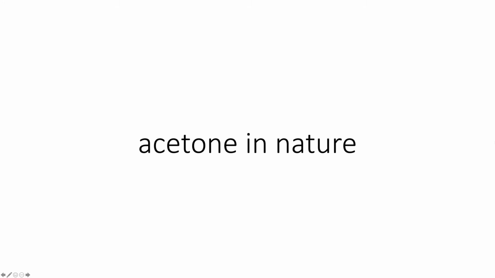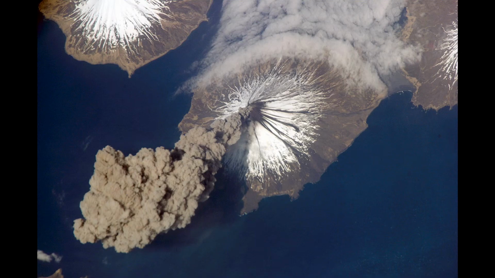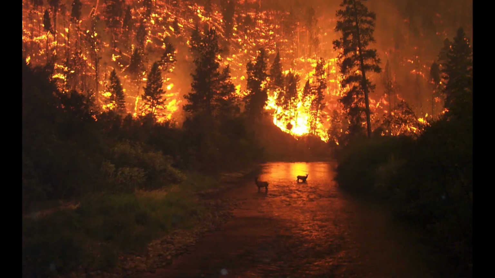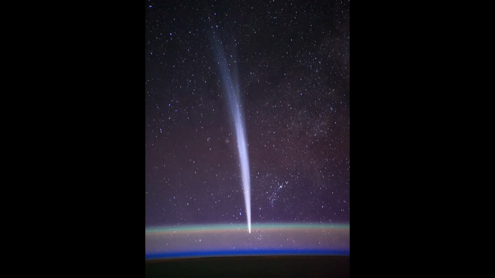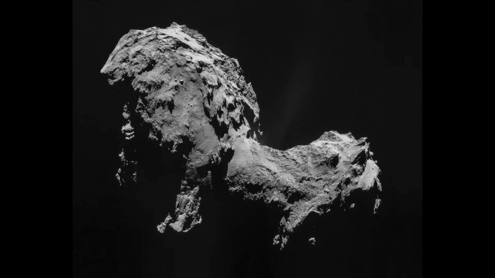Acetone occurs in a few places in nature. It's released in the eruptions of volcanoes and the huge clouds above them. It's released in large quantities from plants during forest fires. And acetone has even been found on comets. In fact, here's an up-close image of a comet on which acetone was found.